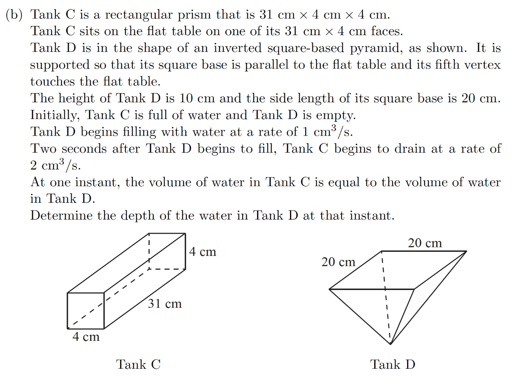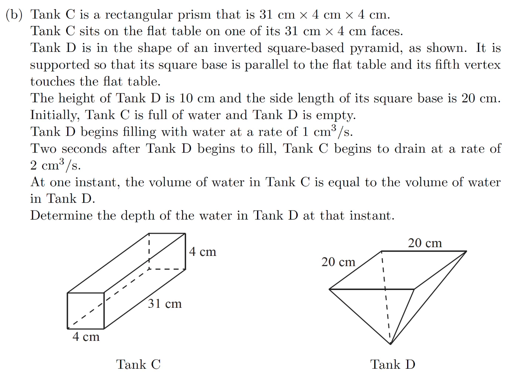Tank C is a rectangular prism that is 31 by 4 by 4. Tank C sits on the flat table on one of its 31 by 4 faces. Tank D is in the shape of an inverted square-based pyramid. As shown, it is supported so that its square base is parallel to the flat table and its vertex touches the flat table. The height of tank D is 10 and the side length of the square base is 20.